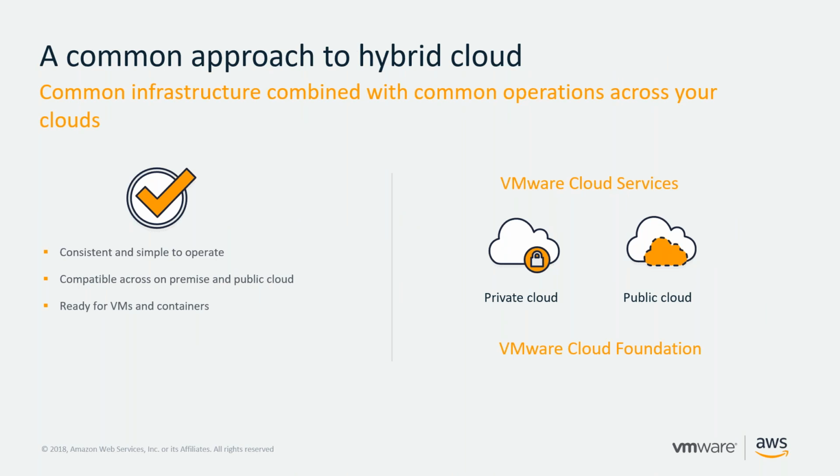So there now is a common approach to have a hybrid cloud environment. With common infrastructure, you can combine that with your common operations across your cloud and your on-premises environment. So it allows for a consistent and simple way to operate your infrastructure and your VMs. You can have compatibility across your on-premises environment and the public cloud environment, and you're ready for VMs and containers as needed. So that's where VMware Cloud services with the VMware Cloud Foundation will come into play between your private cloud and the public cloud.